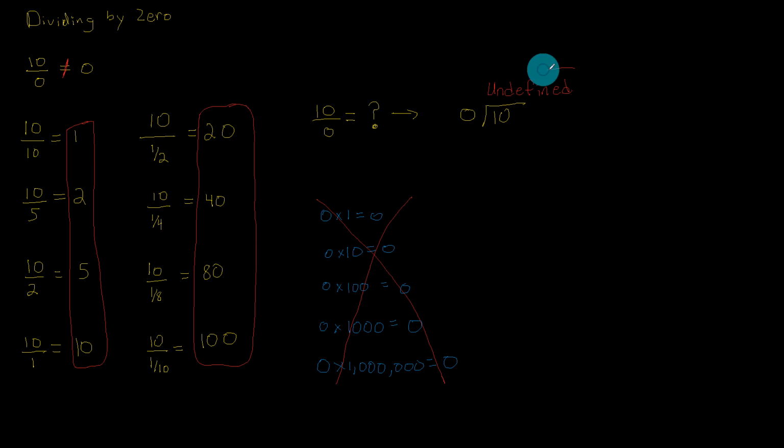So whenever you find that 0 is in the denominator, your answer is undefined. Now if you tried to type this in your calculator and do it, you might get something such as an error message. It would probably say error on it.